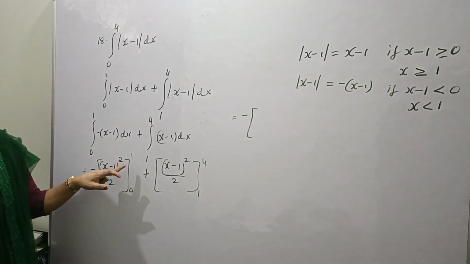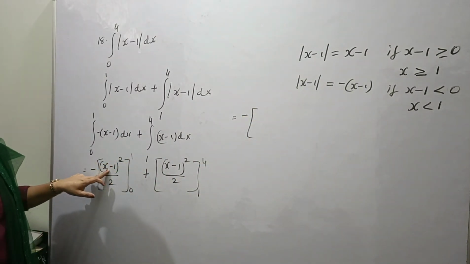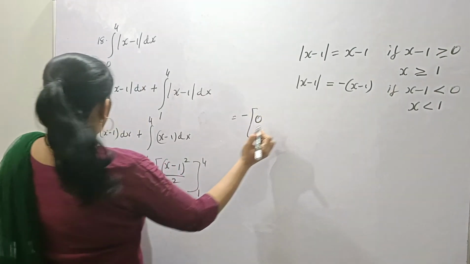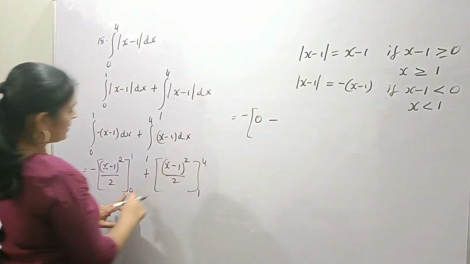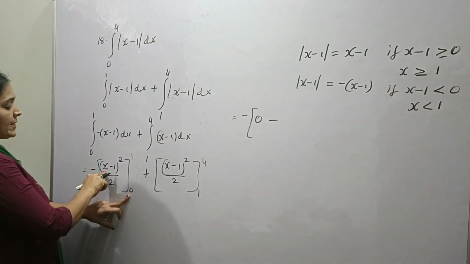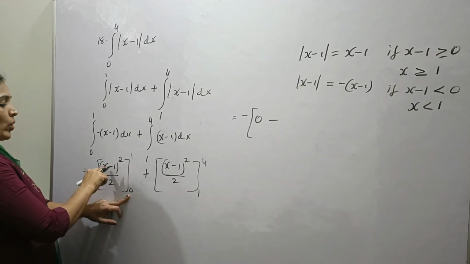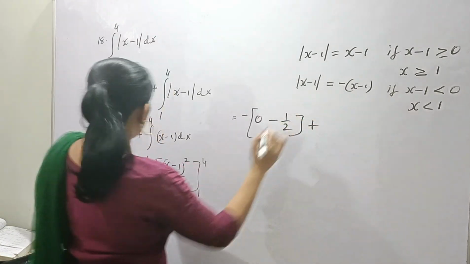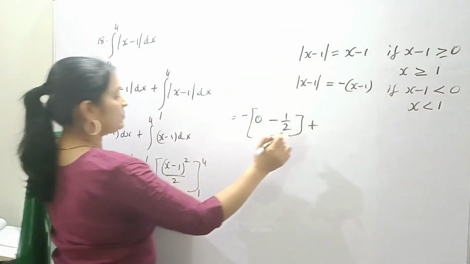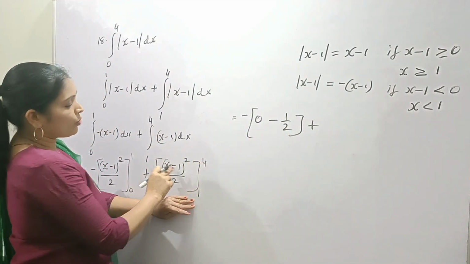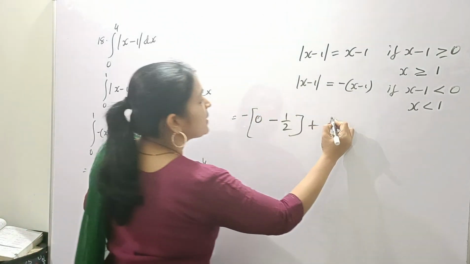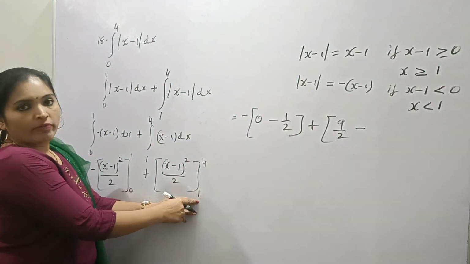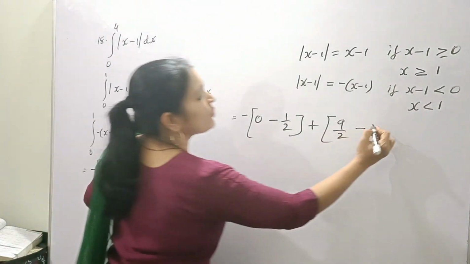First of all, let's substitute the upper limit value. Put x equal to 1. The first term will be 0, since 1 minus 1 is 0. Then, minus, substitute the lower limit. Put x equal to 0. So 0 minus 1 is minus 1, and minus 1 square is 1, so 1 by 2. Plus, here, substitute x equal to 4. 4 minus 1 is 3, 3 square is 9, so 9 by 2, minus, for the lower limit, 1 minus 1 is 0, so it will be 0.